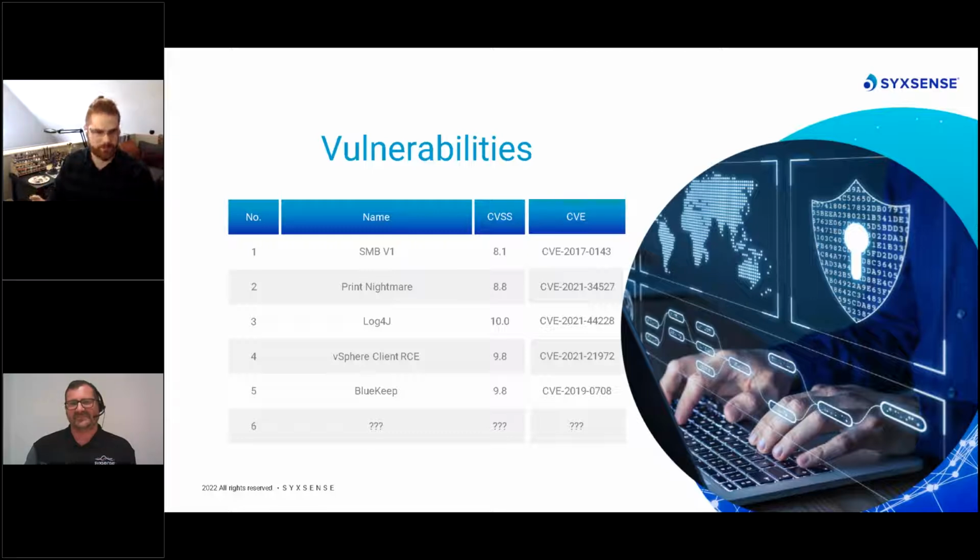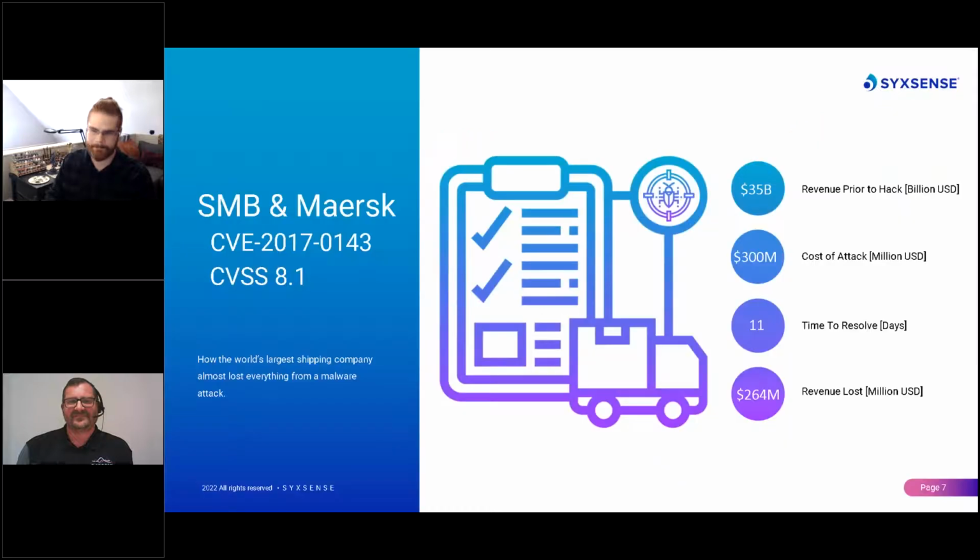SMB version 1.0 with a CVSS score of 8.1 at number 1. Then we have Print Nightmare with a CVSS score of 8.8. Then the record-breaking Log4j coming in at around 10. Then we have the vSphere client RCE with a score of 9.8. Bluekeep, the infamous remote desktop flaw with a score of 10. And finally, we're going to talk about that at the end. There's a surprise. So first on our list, SMB version 1.